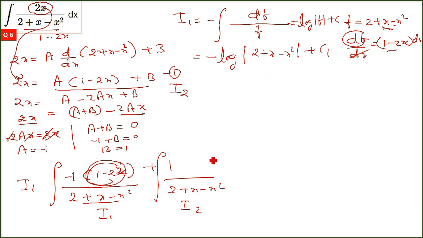How about I2? I2 is 1 by 2 plus x minus x square. So we would like to make this 2 plus x minus x square a perfect square. First write negative x square, then plus x plus 2.